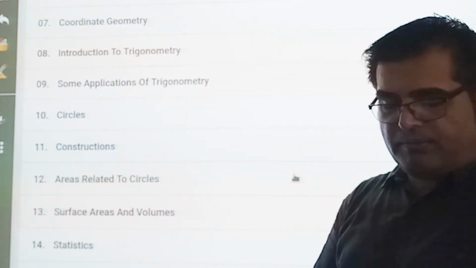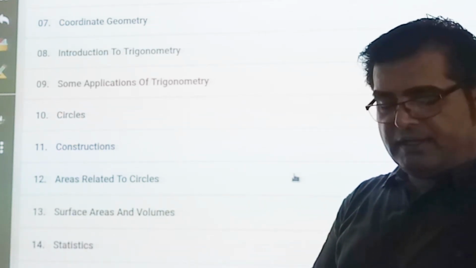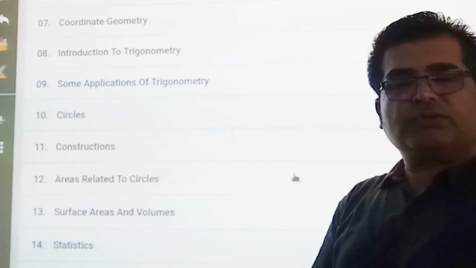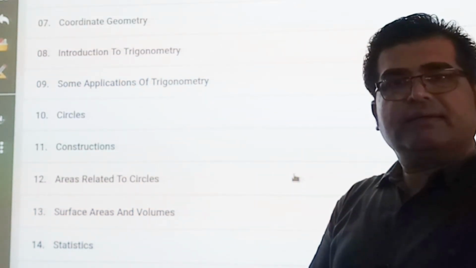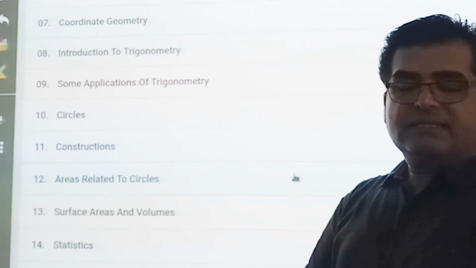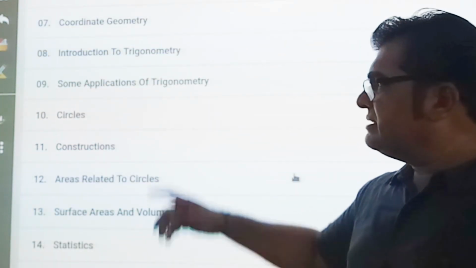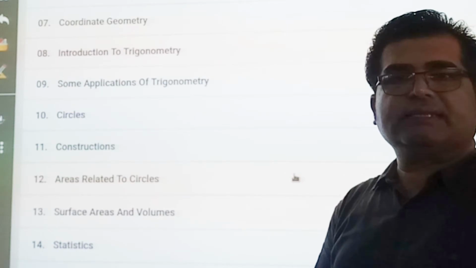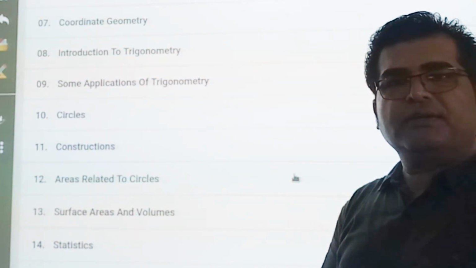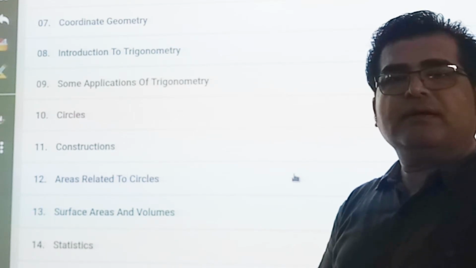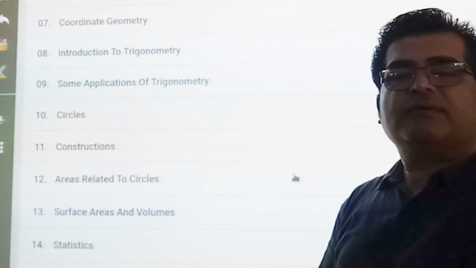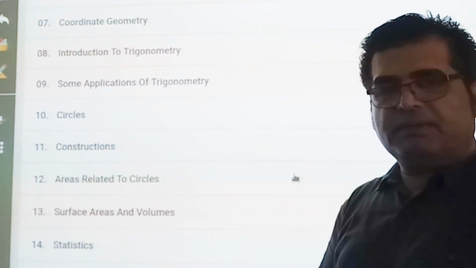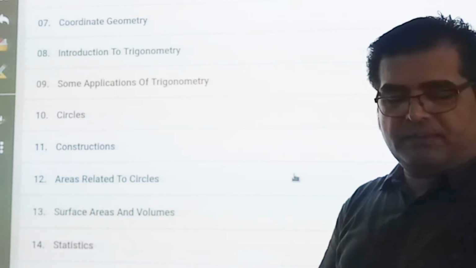In introduction to trigonometry you will study trigonometric ratios of some specific angles, trigonometric ratios of complementary angles and trigonometric identities. Then chapter 9 is some applications of trigonometry. There you will study the sums of heights and distances, how to find the height of a tower, height of a building, height of a pole, and what is the distance of a building from any object or any point. Like that, sums will be there, which you will have to solve with the help of trigonometry.